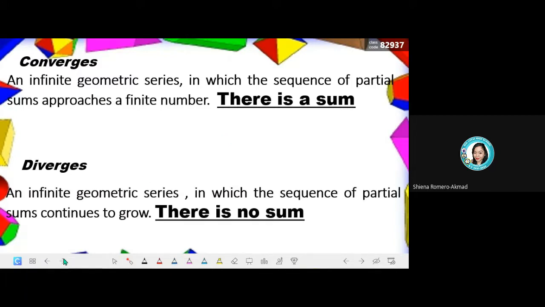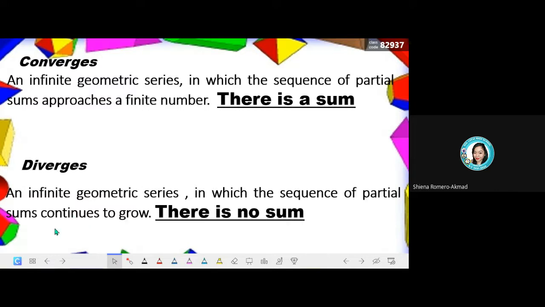Mamaya mapakita ko sa inyo. Okay? Next, pag diverges naman, the sequence has a partial sum that continues to grow. Dahil yung partial sum niya continues to grow, we cannot determine the sum. That's why pag diverges, there is no sum. Unlike kay converges, yung partial sum approaches a finite number. Pwede natin makuha yung sum.